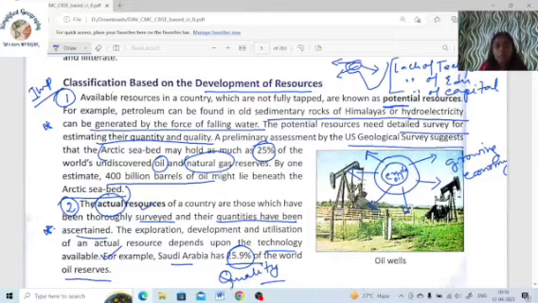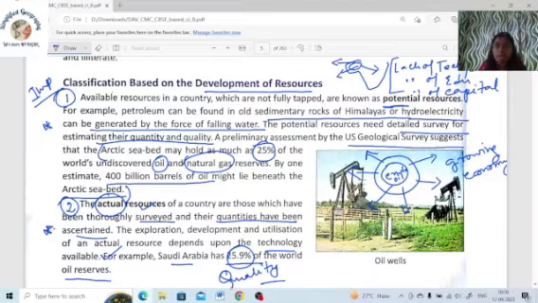A quick revision of what I had said: potential resources can become developed or actual resources later on, in the near future. And actual resources are the potential resources which are already ascertained, with quality and quantity surveyed and ascertained, and now we are developing them with the help of science and technology.